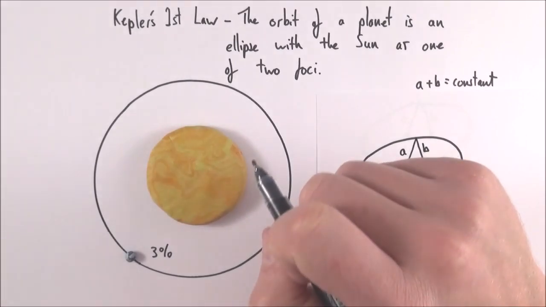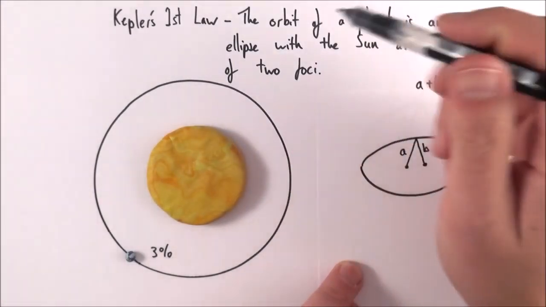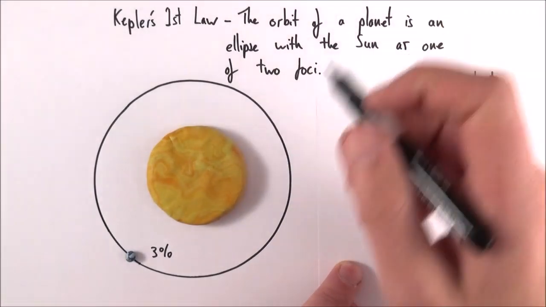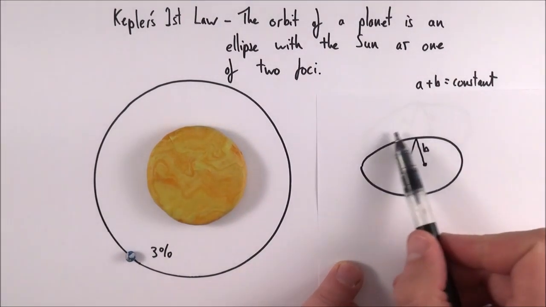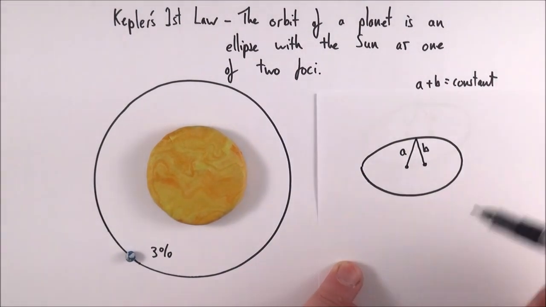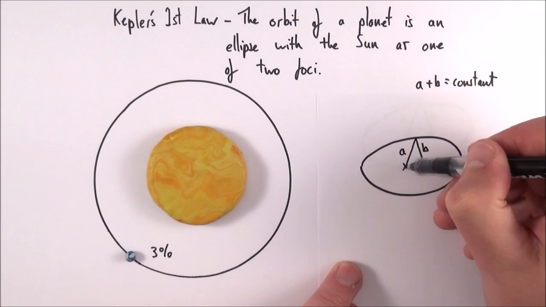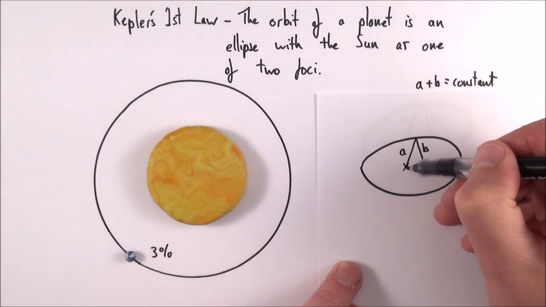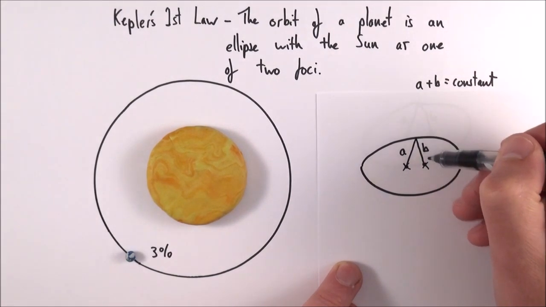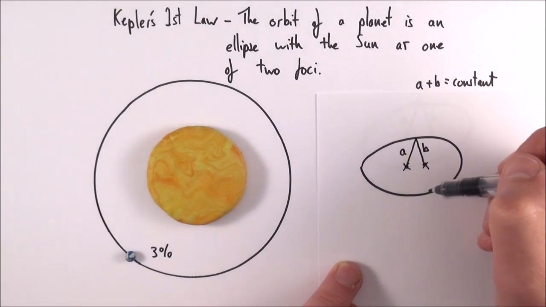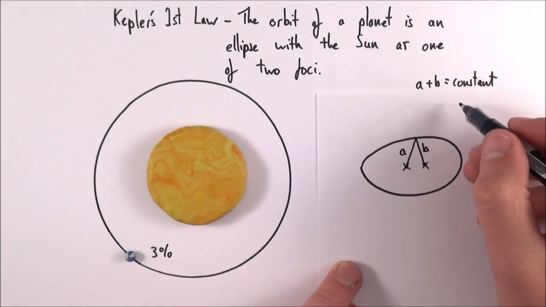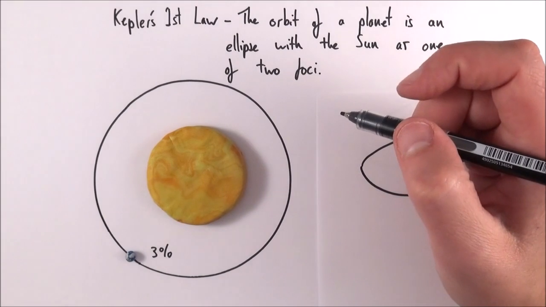So Kepler's first law states that the orbit of a planet is an ellipse with the sun as one of two foci. And effectively an ellipse is just this kind of squashed circle, this kind of egg shape. If we think about the two foci, here and here, the distance from this one and this one added together up to the edge at any point on this ellipse is always equal to a constant value. So that's what really makes it an elliptical shape.